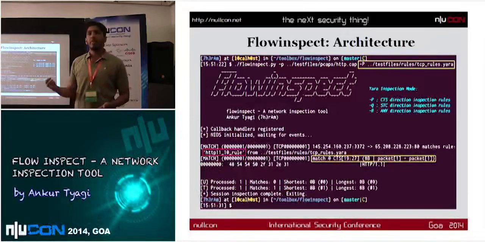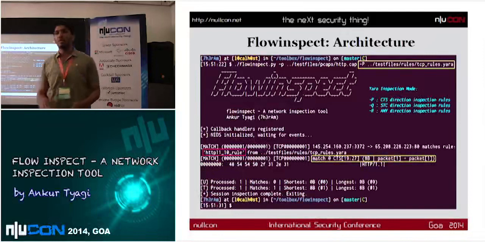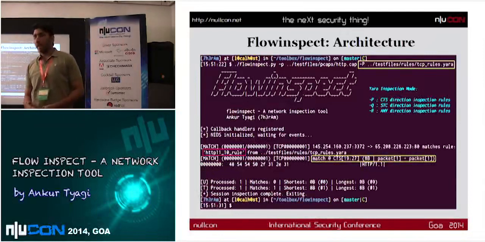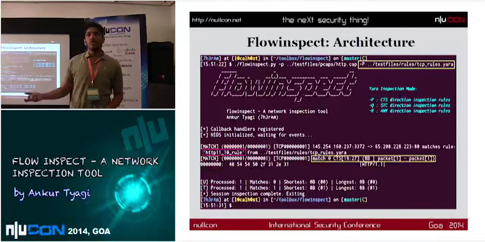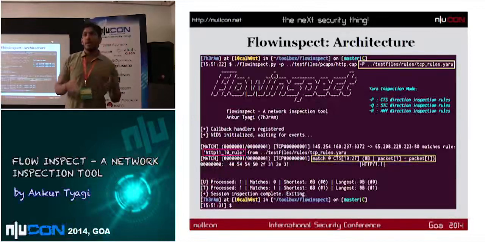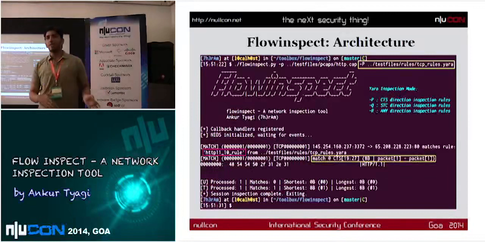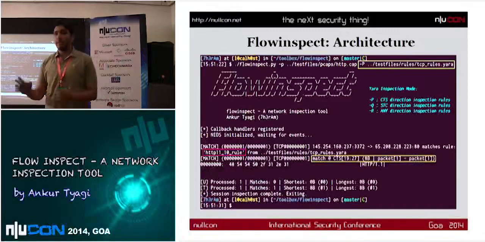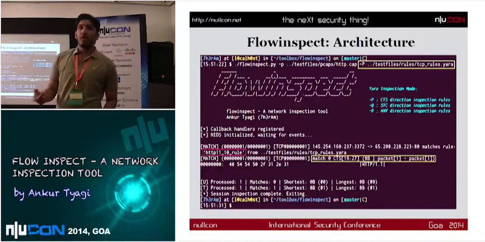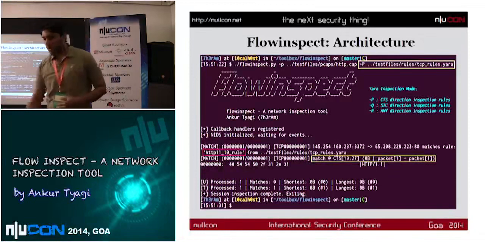So people write malware signatures using Yara's own rule definition language, and I have integrated Yara into Flowinspect. So now you can actually use Yara rules to inspect network flows as well. Instead of just files, you can now inspect network flows using Yara rules. In this particular case, I am not using a malware rule. Here I have a TCP Yara rule. Let me show you a rule first of all.